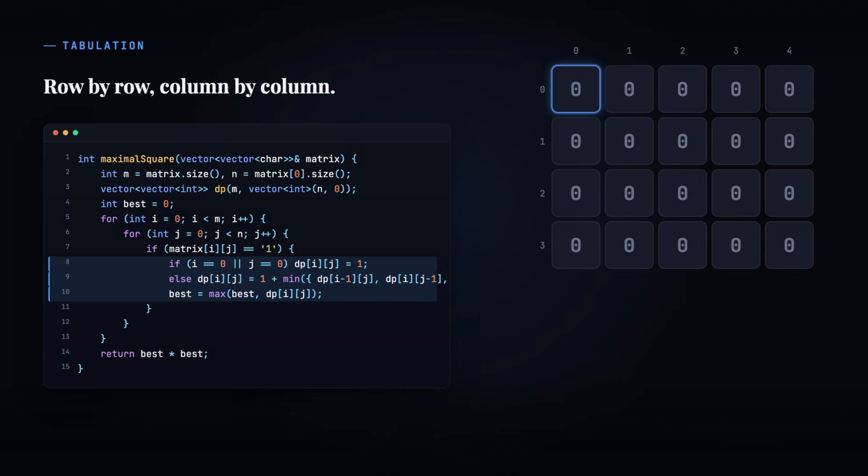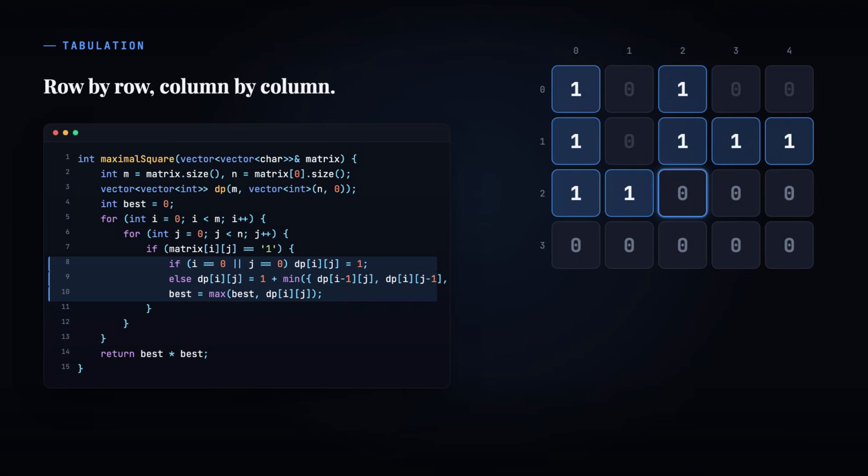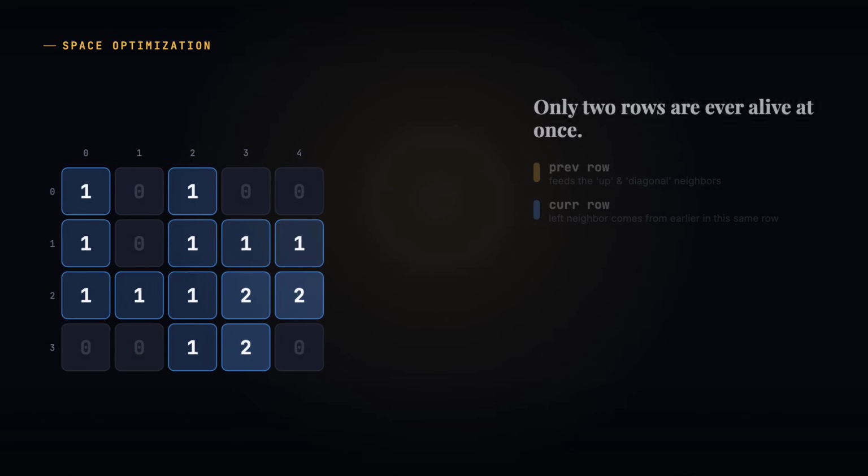Let's tabulate this, row by row, column by column. For every cell holding a 1, we look up, left and diagonally up left, take the minimum and add 1. Track the best value seen anywhere in the grid, and at the end square it. That's the whole algorithm. Notice something.